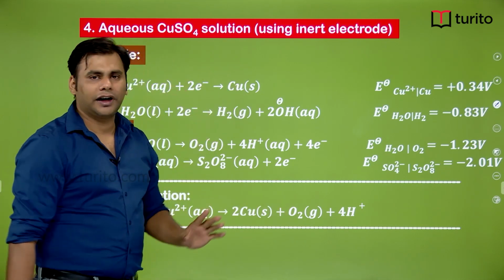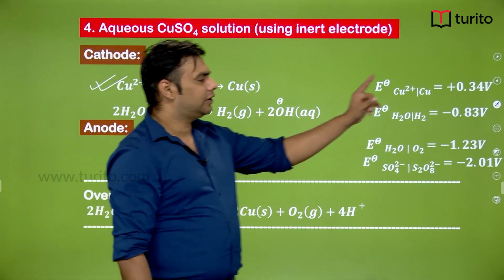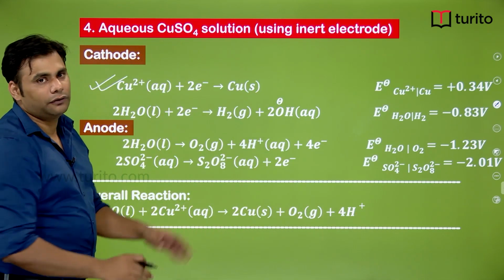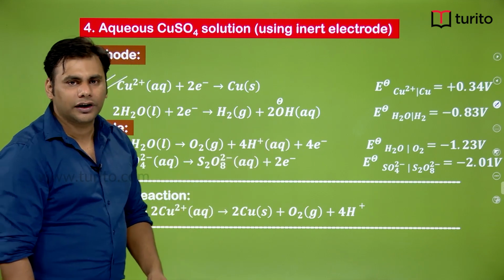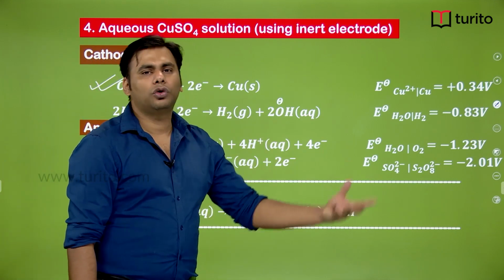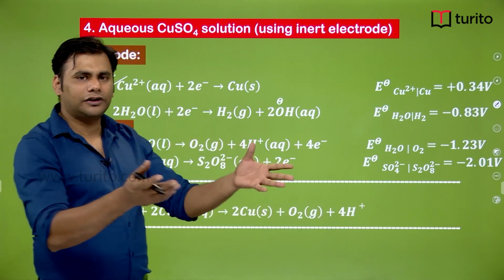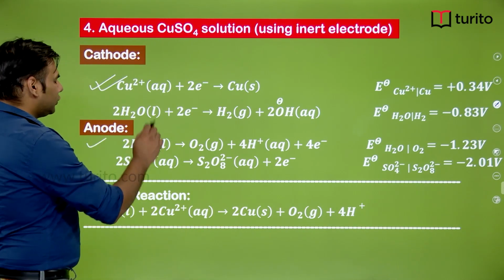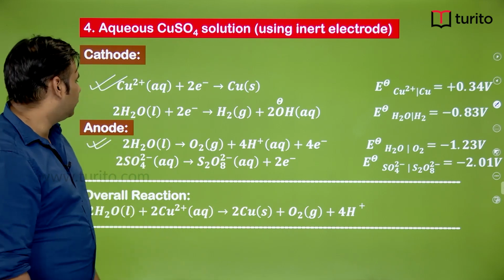So copper 2 plus would reduce in this case, because it has a positive reduction potential, whereas the reduction potential of water is negative. Now if you look at the sulfate ion, we have already done this. Out of sulfate ion and OH negative, the tendency of OH negative to oxidize is more, so O2 will be evolved. But again, we will not show the oxidation of OH negative, rather we will show the oxidation of water. So 2 moles of water on oxidizing will produce 4H plus, 4 electrons, plus O2 gas.